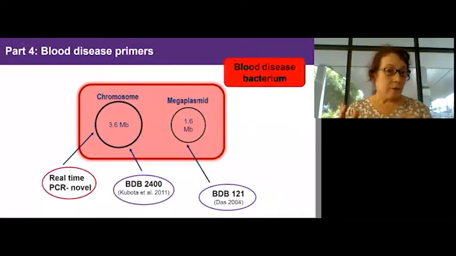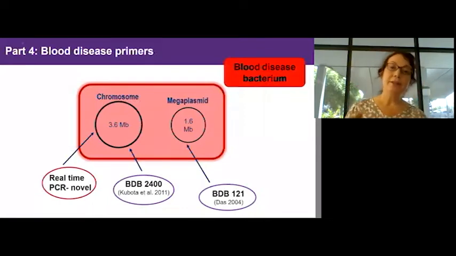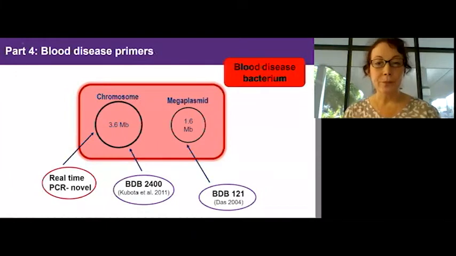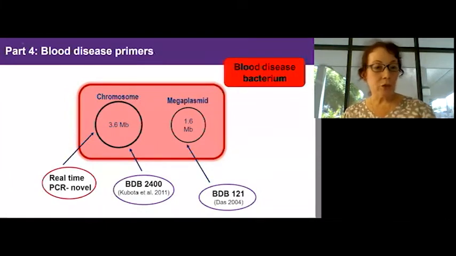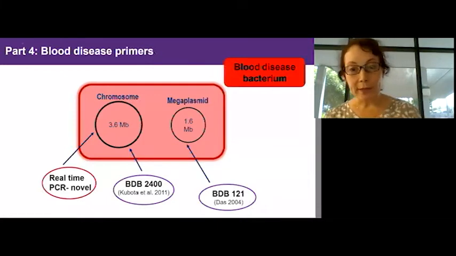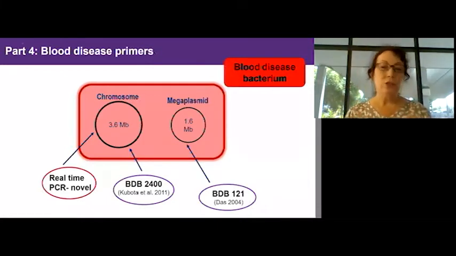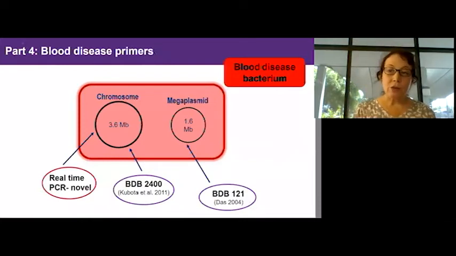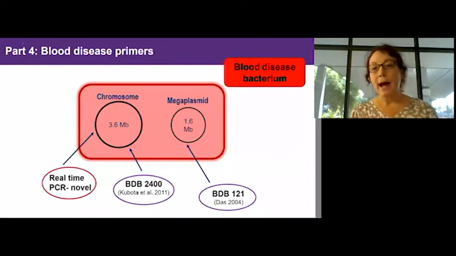Now, the bacterium has a bipartite genome structure, comprised of a chromosome and a megaplasmid. There are two previously published sets of standard PCR primers to diagnose blood disease, and these target different parts of the genome. These are the BDB-2400 primers and the BDB-121 primers. Neither of these primer sets was validated to a particularly high standard when initially published, and both sets were screened on less than 25 isolates that originated from a very limited geographic range.